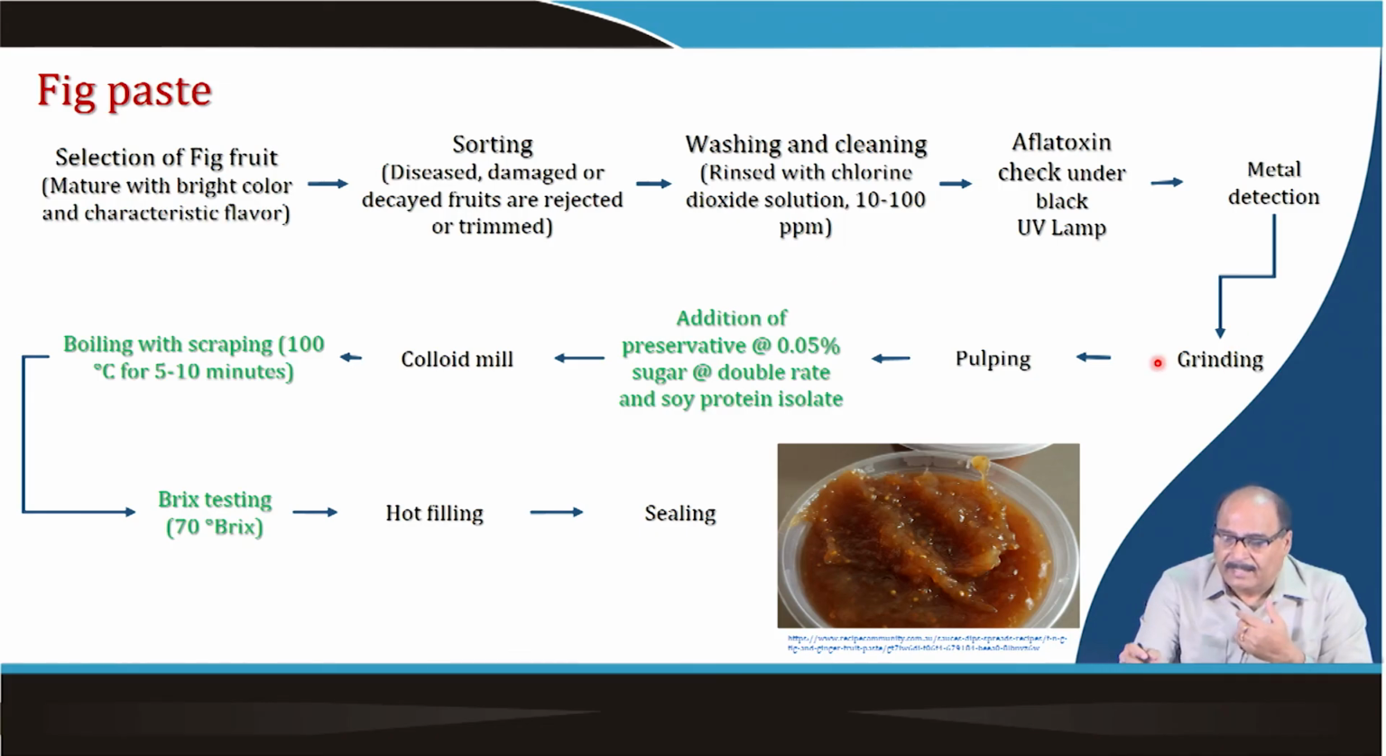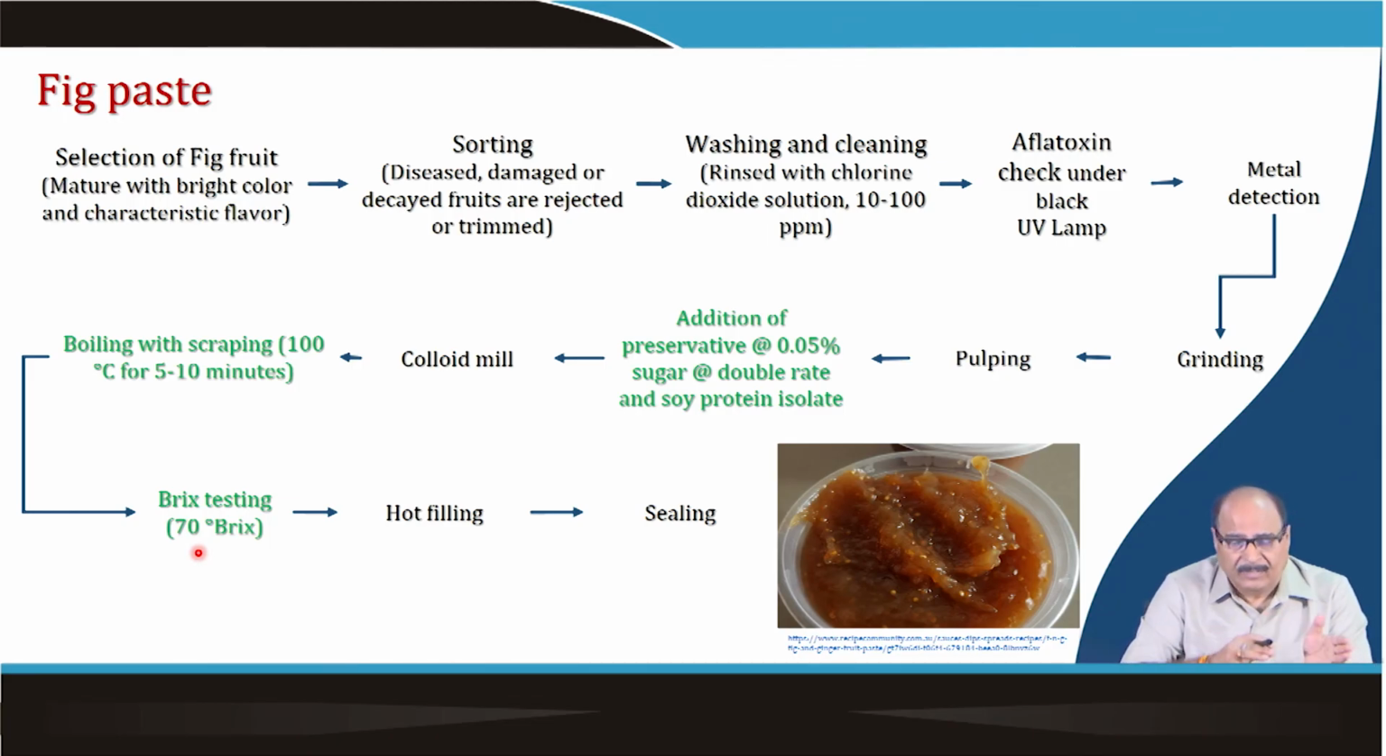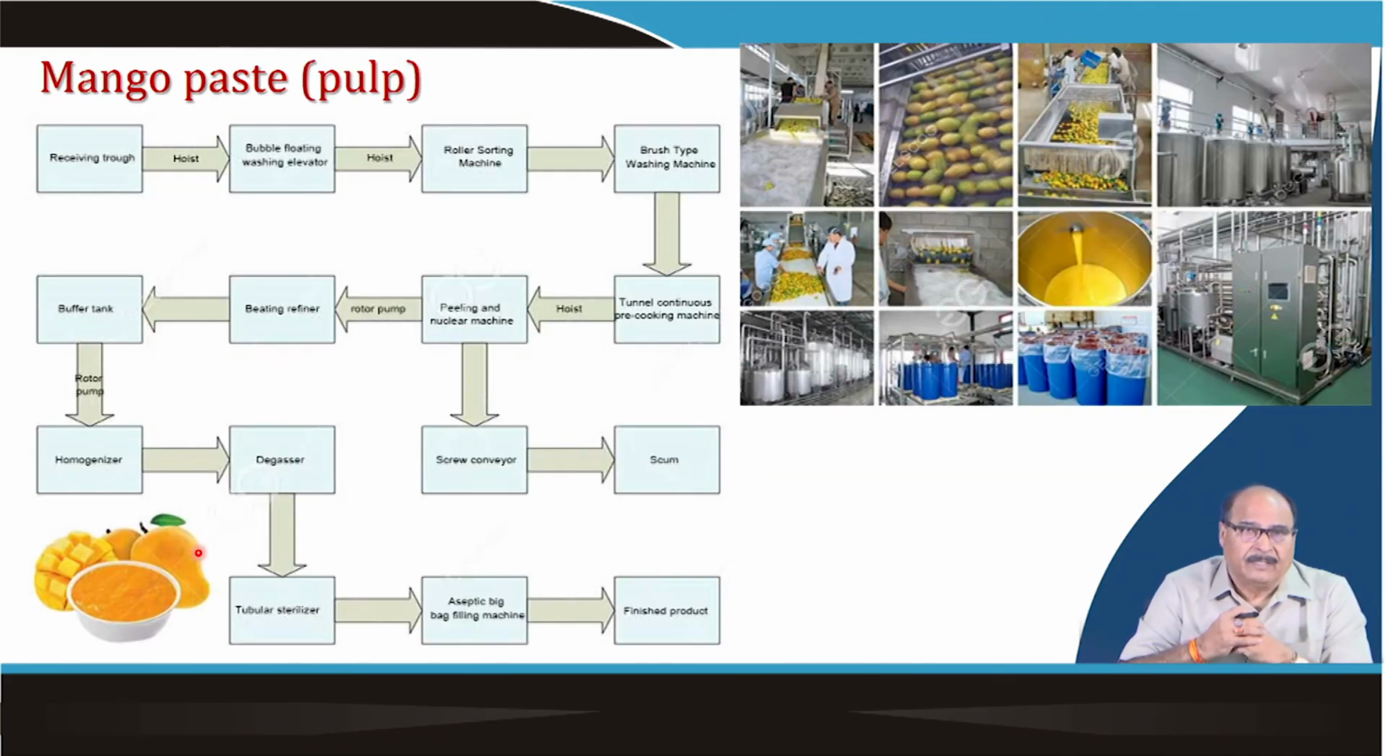Then metal detection, grinding. Finally, this pulp grinding, you get pulp, and then in this pulp they add about 0.05% sugar and soya protein isolate and preservative, and this is then mixed in a colloidal mill for uniform mixing and homogenizing, and it is boiled with scraping, that is 100 degrees Celsius for 5 to 10 minutes, and then finally cooled to around 70 degrees Celsius, and the rest is hot filling and sealing, or preferably aseptic filling and packaging.